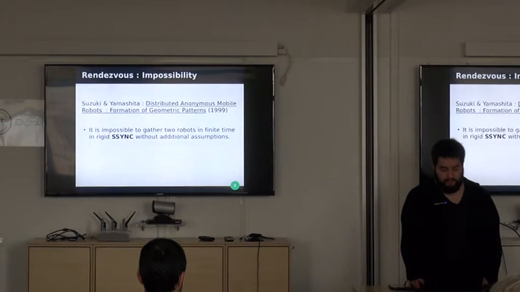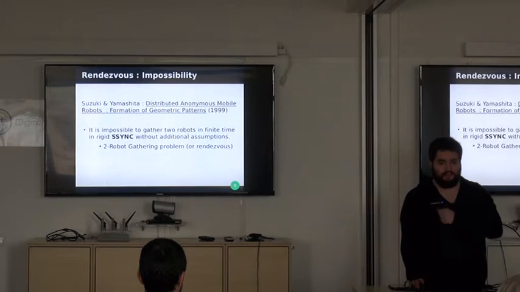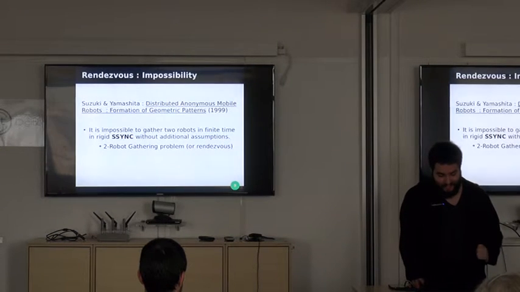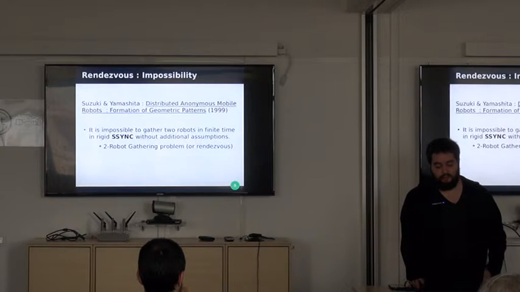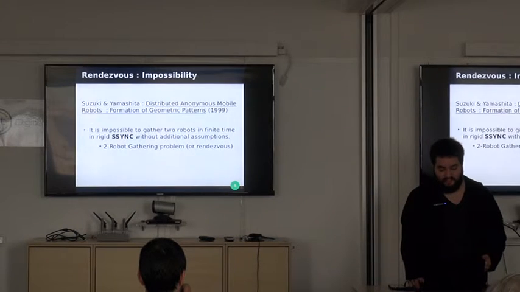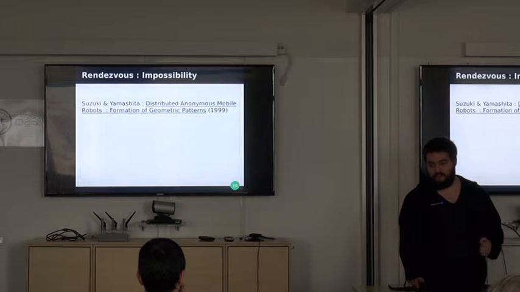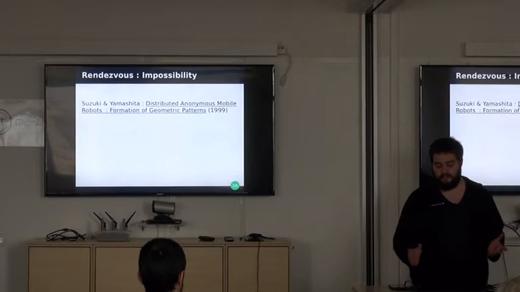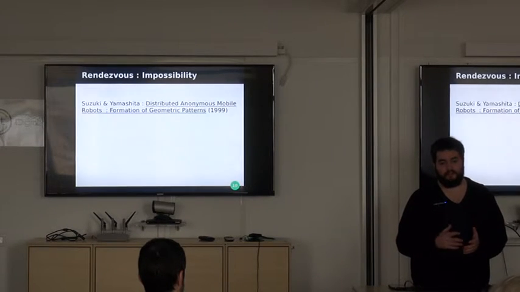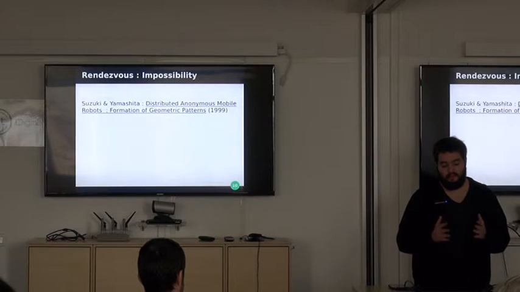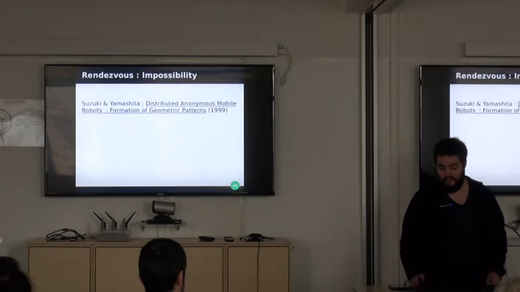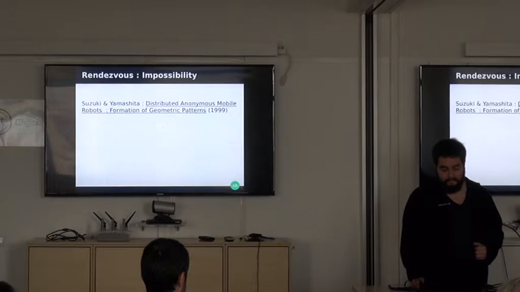without additional assumptions. What does it mean to gather two robots? I'm going to define this in the next slide. So that's called the two-robot gathering problem, or the rendezvous problem. So what is exactly gathering? Gathering is this idea that we start with two robots at an arbitrary distance, and after finite time, they must be in the same place, mathematically identical place, and not move from there.